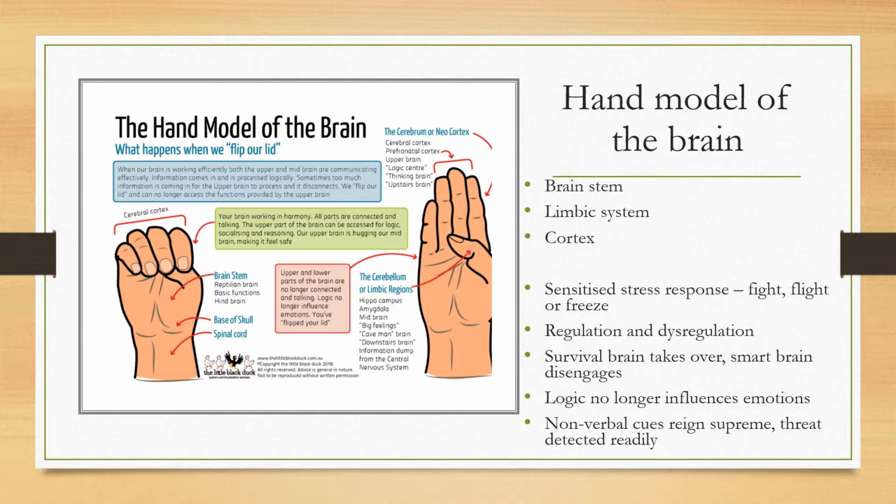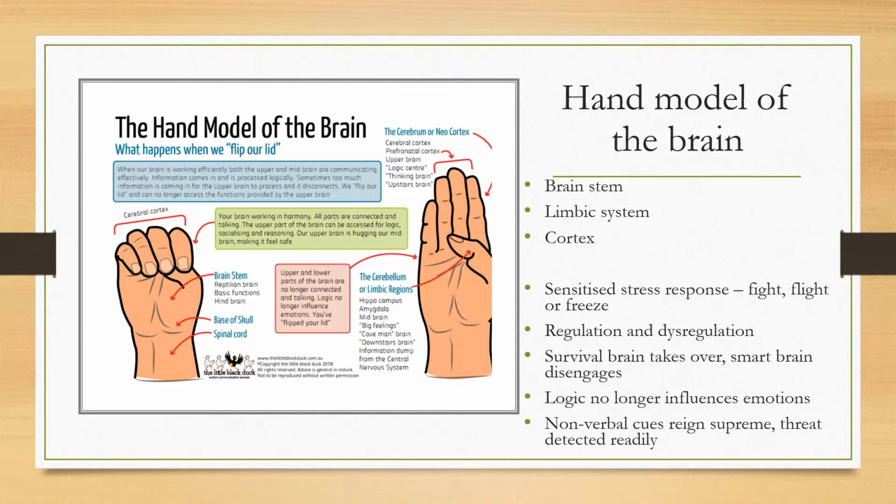What happens is when our stress response is triggered by a threat in our environment, our cortex does not receive as much energy. It's also not helpful for us when we're under threat to be thinking a lot. So if you lift your fingers up, we flip our lid. That means our logical brain, our thinking brain, or what's commonly referred to as the upstairs brain, is no longer engaged. What is controlling our behaviour is our survival brain.